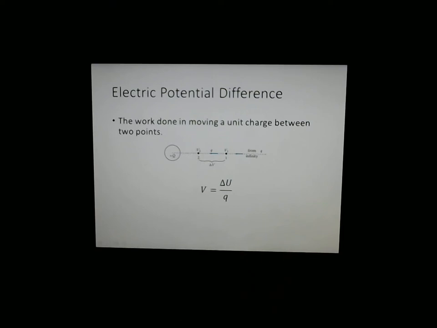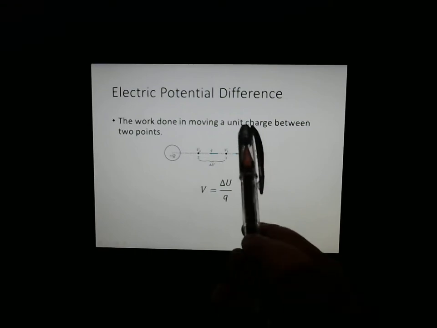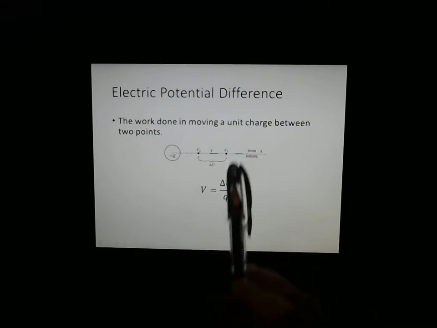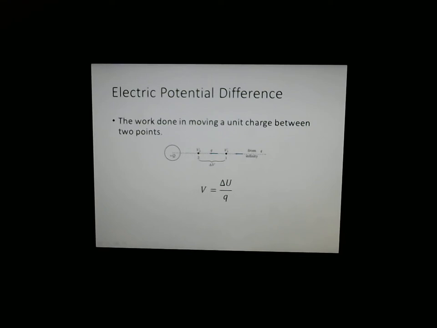The voltage equals the change in energy, because we saw that work was equal to the change in energy, divided by the charge. Now note, this is about a unit charge, which is why we divide by Q, because if Q is equal to 1, then voltage and delta U will be the same. But it's very rare that you're going to deal with 1 coulomb of charge.